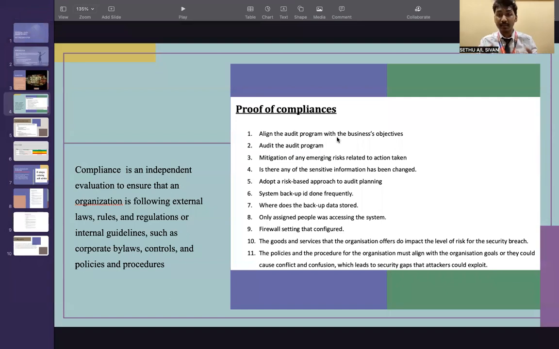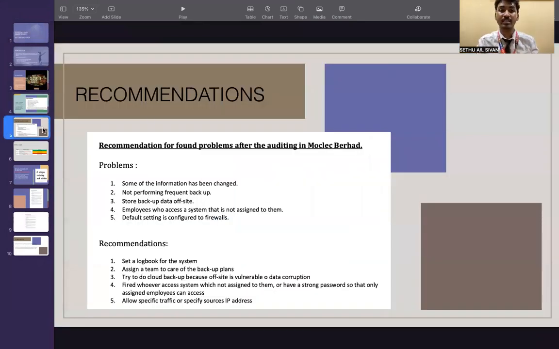So those are the examples I mentioned here of what proof of compliance actually is in the business sector. Next we are going to look at recommendations: the recommendations for the problems found after the audit in Moklek Berhad. So what are the problems we are facing here? As I mentioned earlier, I'm going to mention them again so you have a clear view of what's going on.